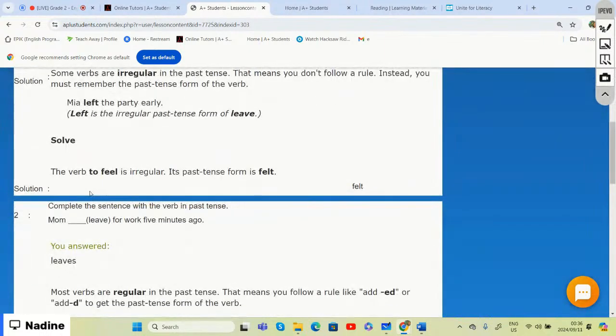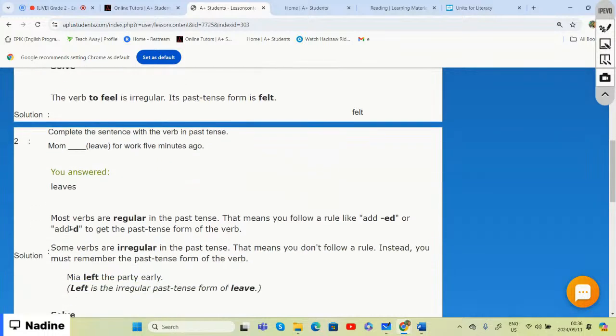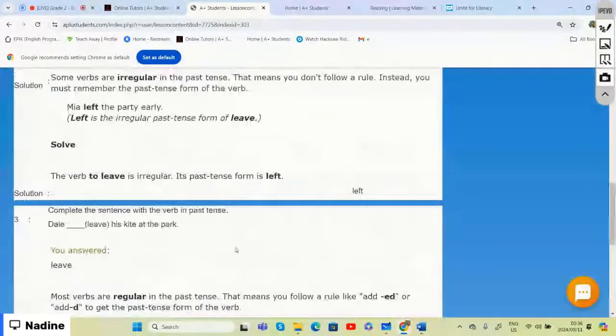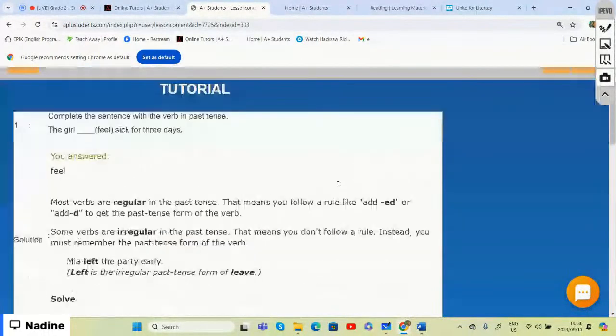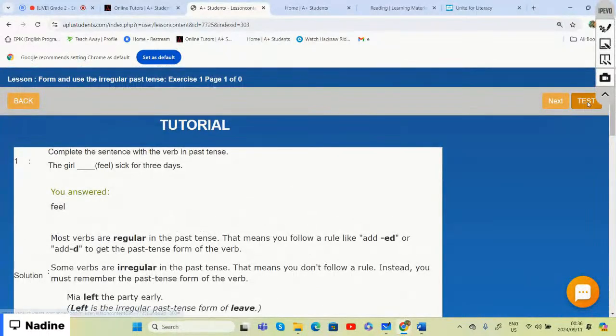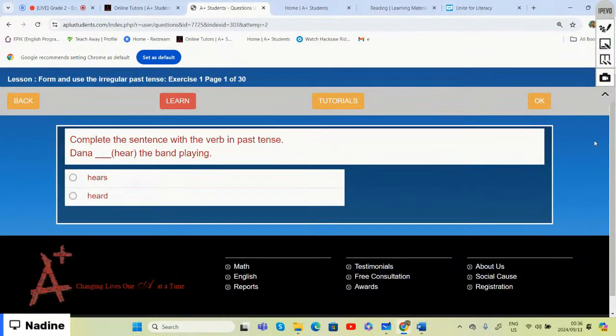And we made an example of feel. Okay, we made examples of feel, leave, as well. Let us go to our test where we are going to form and use irregular past tense.